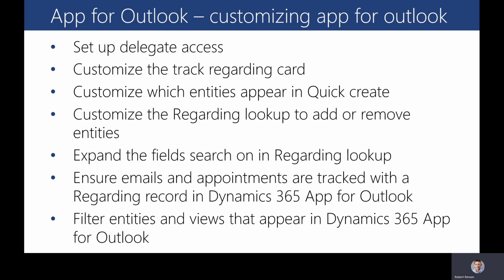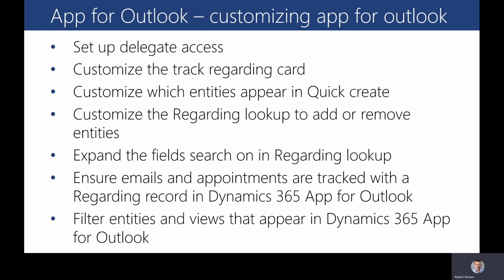Customize which entities appear in Quick Create. You can enable a custom entity to appear in Quick Create, for example, but you can also disable entities. You can customize the regarding lookup to add or remove entities. You can expand the fields search on in regarding lookup. You can ensure emails and appointments are tracked with a regarding record in Dynamics 365 app for Outlook.